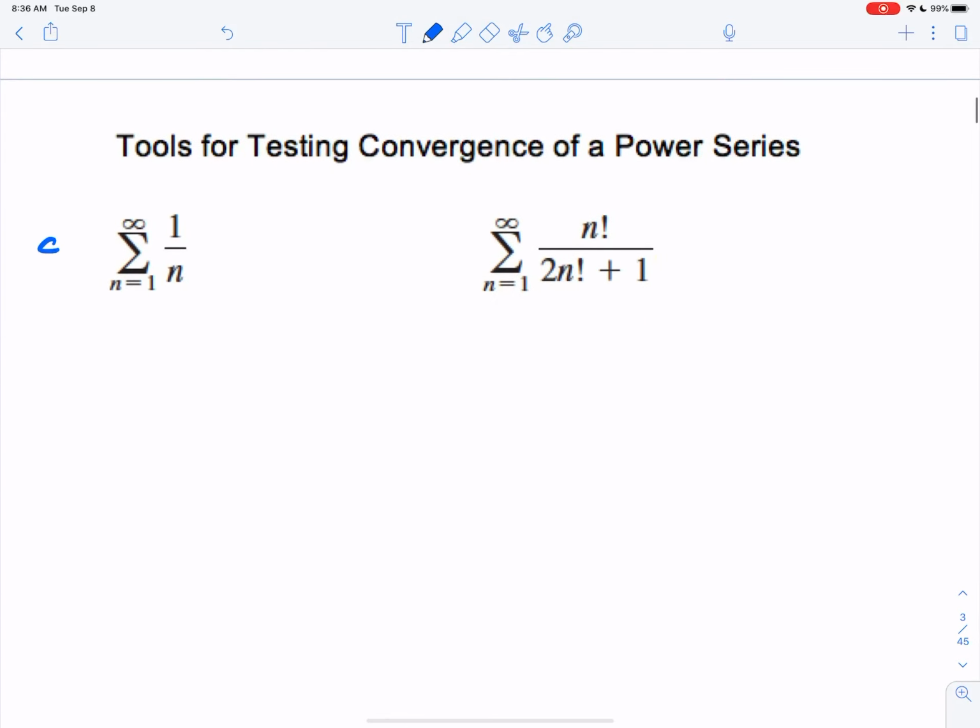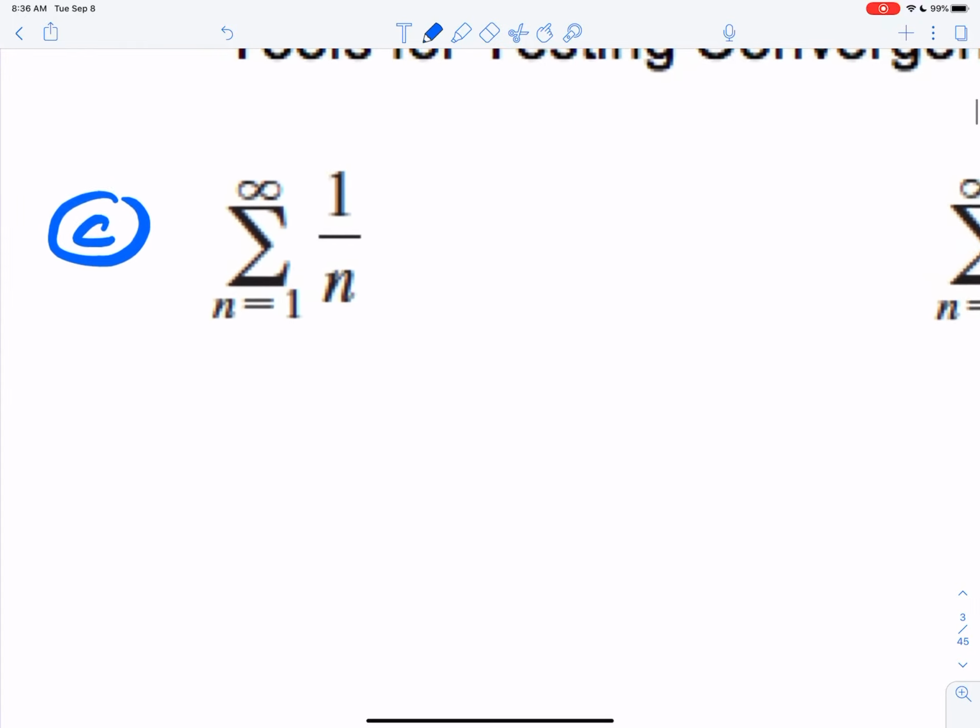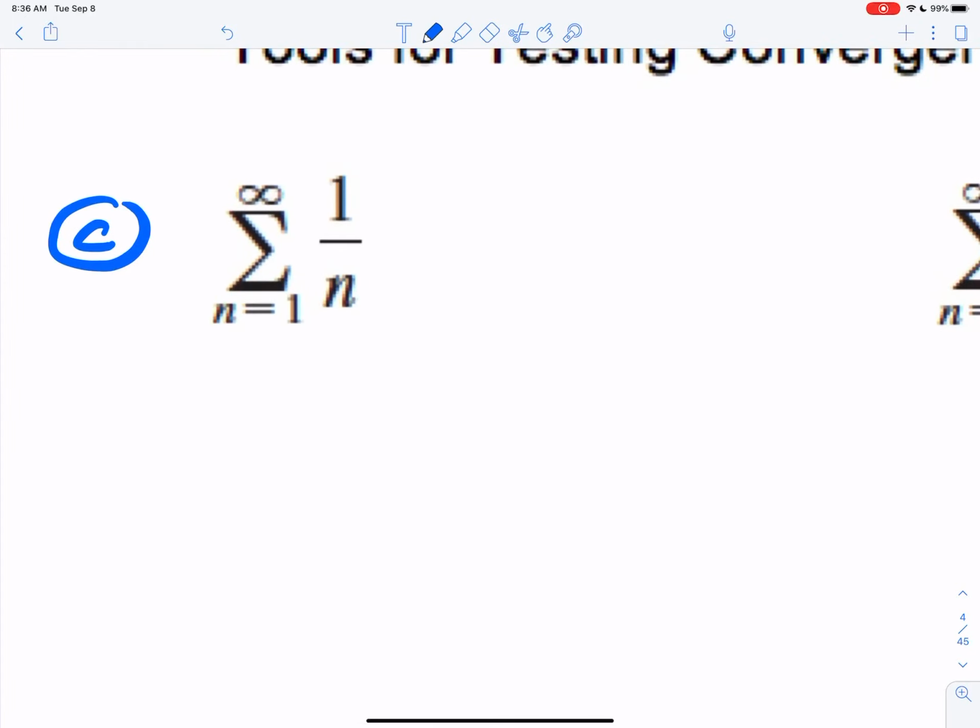Here's part C. Okay, try this one on your own and then press play when you're all done. Okay, here we're going to run the divergence test. We're going to take the limit of 1 over n as n goes to infinity. It's definitely getting larger in the denominator here. The numerator is just staying at a constant 1. So when the denominator gets larger, we know that this comes out to 0.